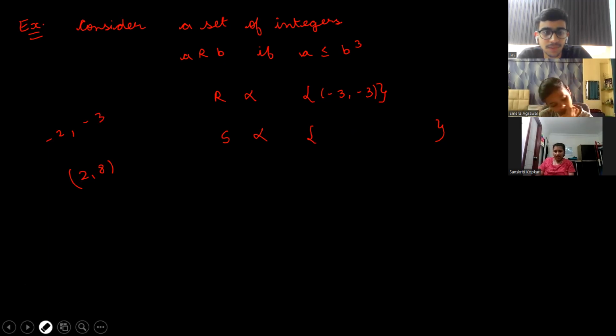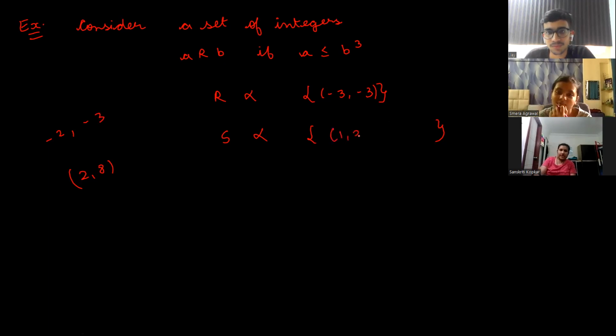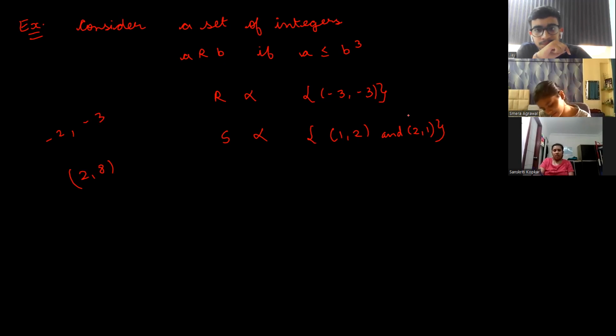Acha, now I will give a test case. Okay. So (1, 2) and (2, 1). That makes it non-symmetric. Yes. Okay, what about transitive quickly?